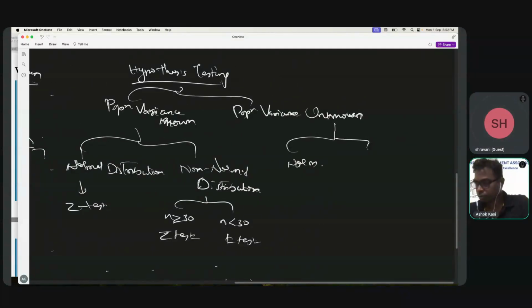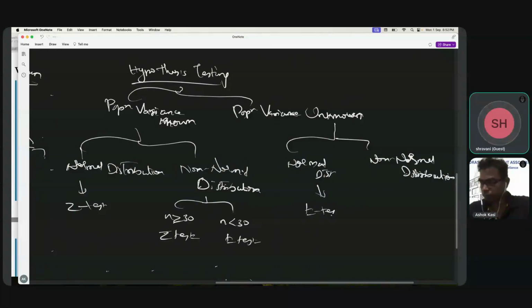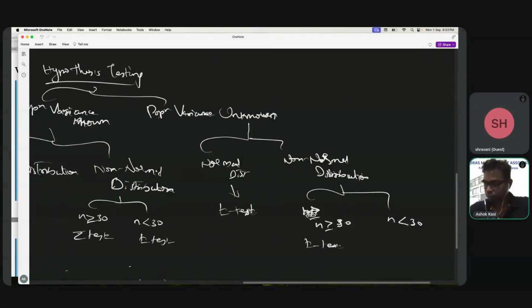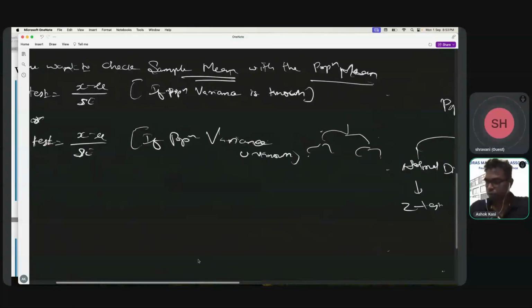So population variance unknown: normal distribution and non-normal distribution. For normal distribution, go for t-test. And for non-normal distribution, n greater than or equal to 30, t-test, and n lower than 30, no test. Sorry, lower than 30 is no test, right? No test. Okay.